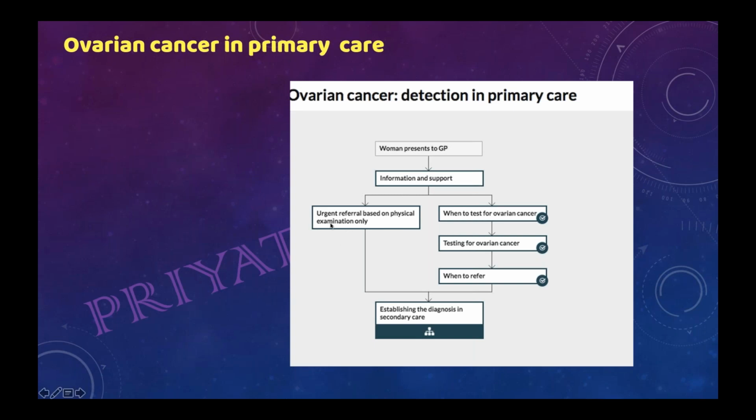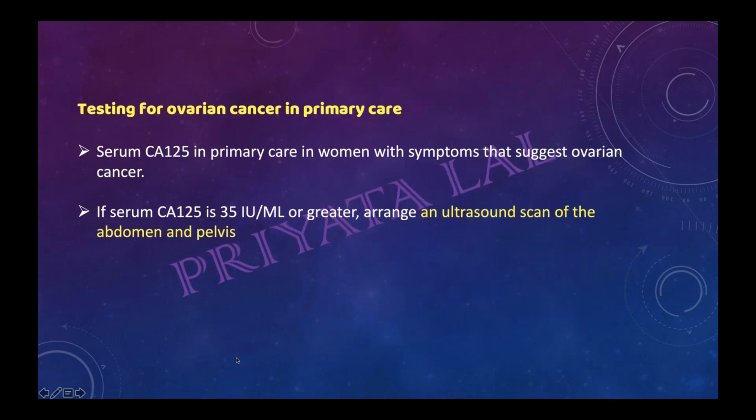But if the GP sees and doesn't think like that, then some test has to be done. Now you have to understand what tests are done in primary care. So in primary care, first they will do the CA125. If the CA125 is high, so the value is more than 35 international unit per ml, then the second test is the ultrasound scan of abdomen and pelvis. So these tests are done by the GP in primary care.